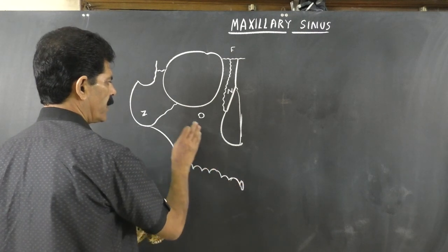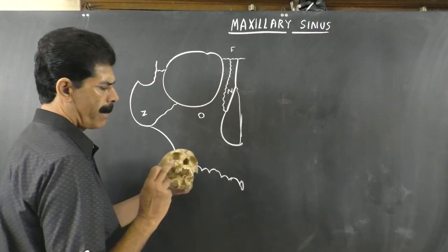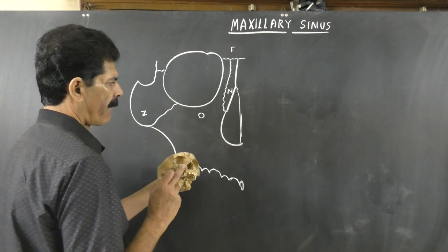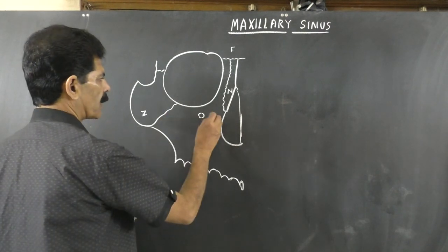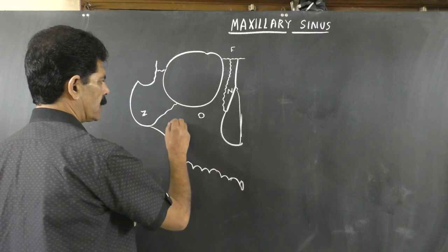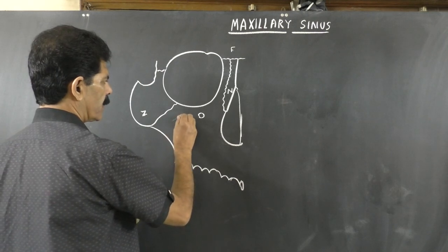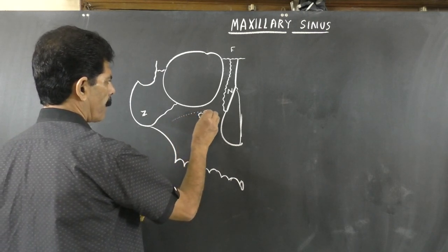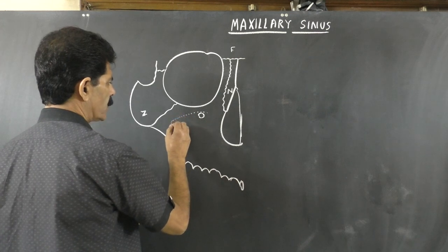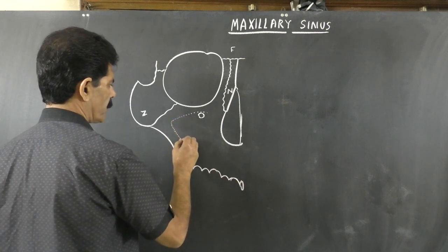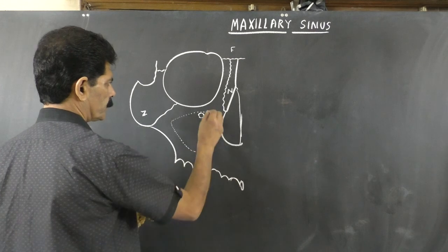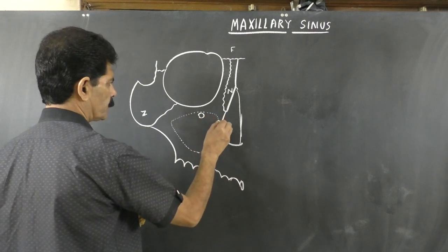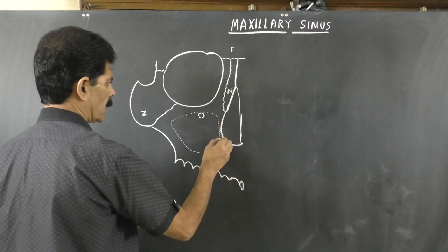And this is the anterior wall of the maxilla. Just here lies the maxillary air sinus, which is wedge shaped. It is a wedge-shaped sinus.